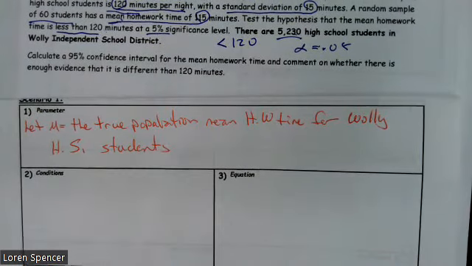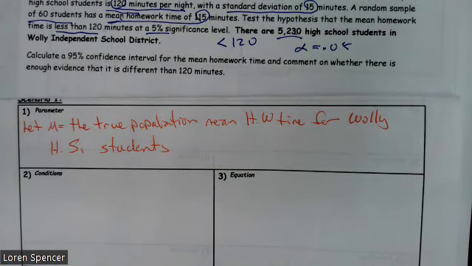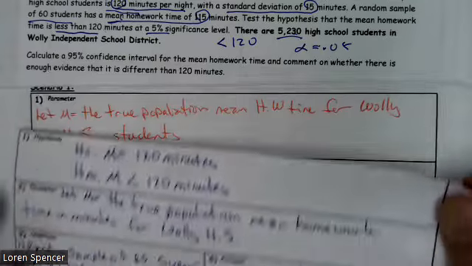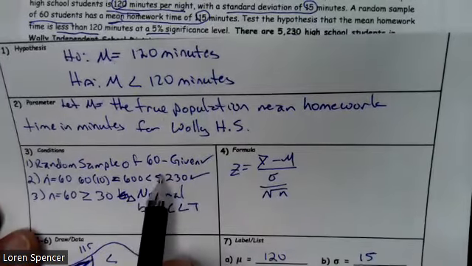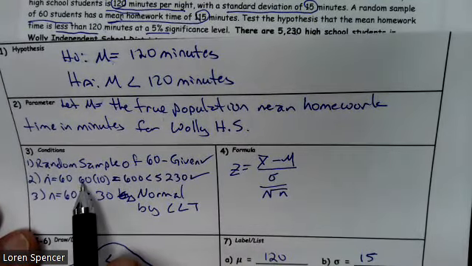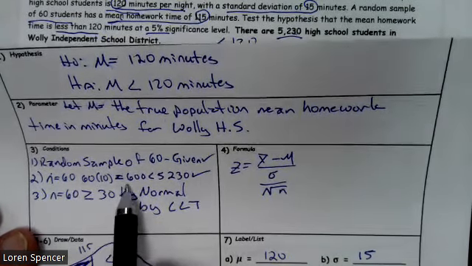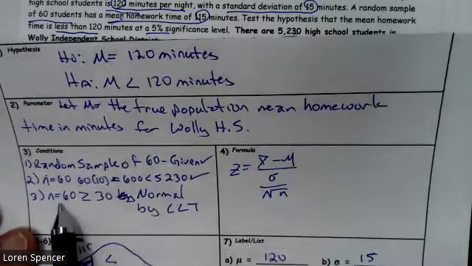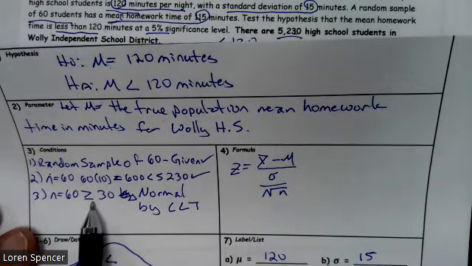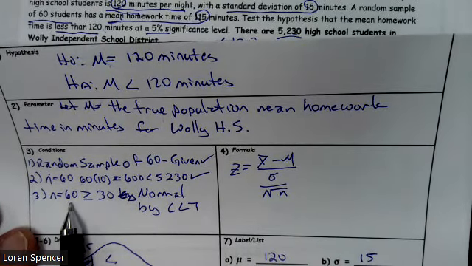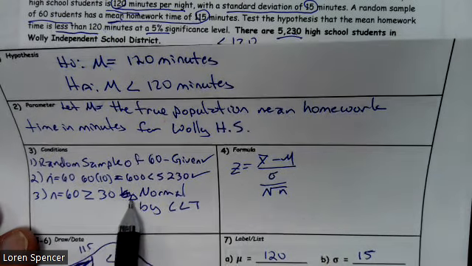All right, I'm not going to redo the conditions, but the conditions were: a random sample of 60 was given, we had a sample size of 60, 60 times 10 is 600, that's less than 5,230. And we know that it's normal by the central limit theorem because 60 is greater than 30.